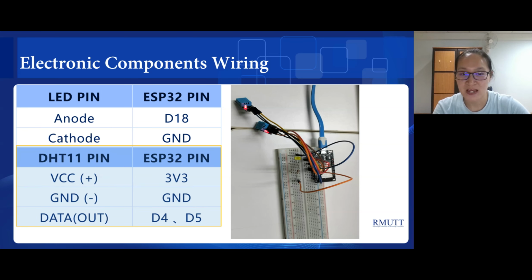For the sensors, the VCC pin is connected to 3V3 on the ESP32, providing 3.3 volt power to the DHT11 sensor. The GND pin is connected to GND on the ESP32, providing a ground reference. One data pin is connected to D4 on the ESP32. Another is connected to D5. These pins are the data output from the DHT11 sensor used to read temperature and humidity data.